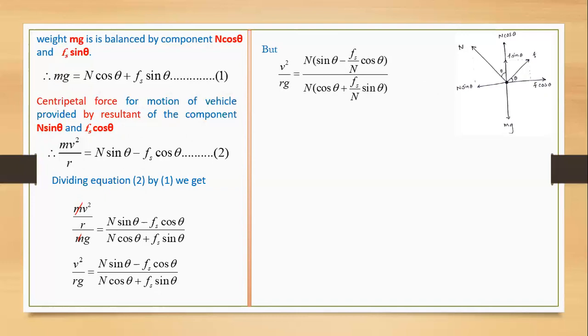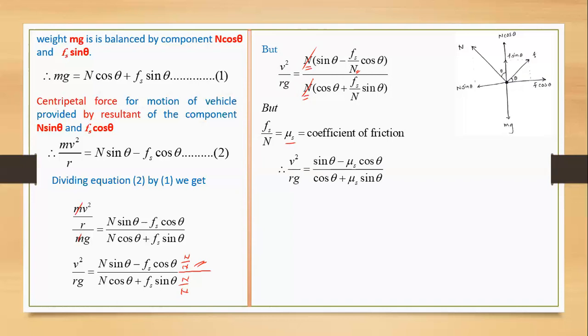Now this v square by rg is equal to, you can see here, we have taken N common. After taking N common, inside the bracket we get N sin theta minus Fs divided by N cos theta. Pay attention. If you see this equation, in this term N is not there, so we multiplied by N, divided by N. Multiplied by N, we take common, and this divided by N comes below the force of friction. So again, this N gets cancelled and we get the next step. In that, we have to substitute the force of static friction divided by normal reaction, which is the coefficient of friction between tire and road, represented by the symbol mu s.